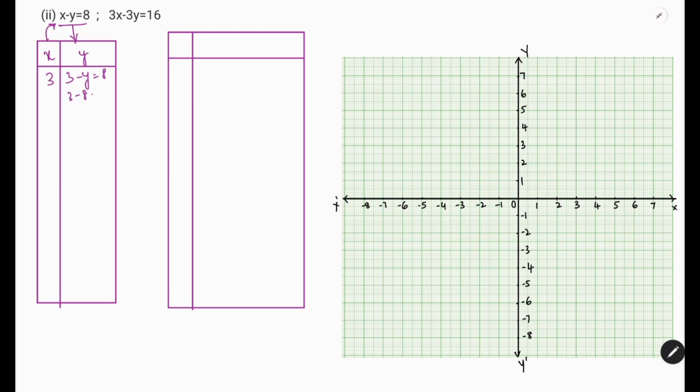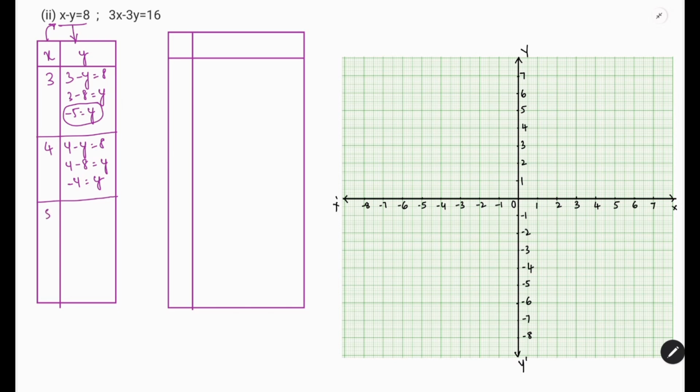So 3 minus 8 equal to y. Okay. Minus 5 equal to y. So here y equal to minus 5. Okay. If x equal to 4, then 4 minus y equal to 8. Okay. 4 minus 8 equal to y. Minus 4 equal to y. So if x is 4, then y is minus 4.